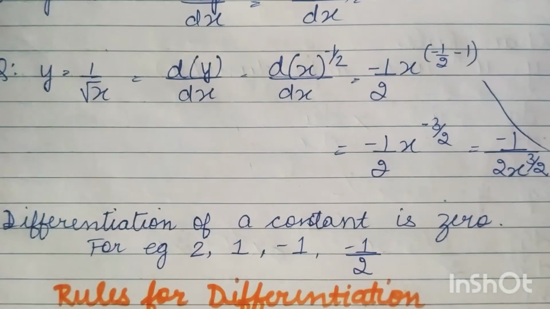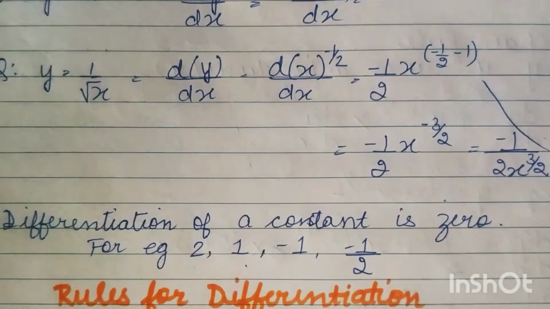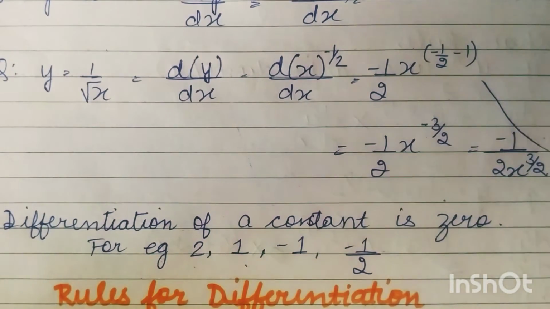Now one most important thing to remember is that differentiation of a constant is 0. Constants, for example, 2, 1, minus 1. If we are given the value of y as 2 and we have to find its differentiation with respect to x, your answer will be simply 0. Differentiation of a constant is always 0.